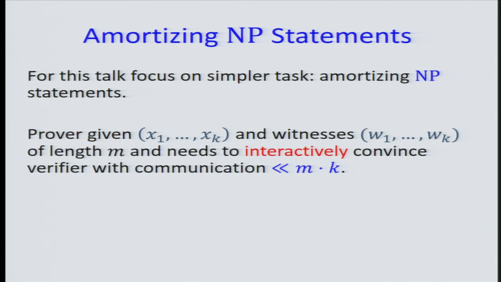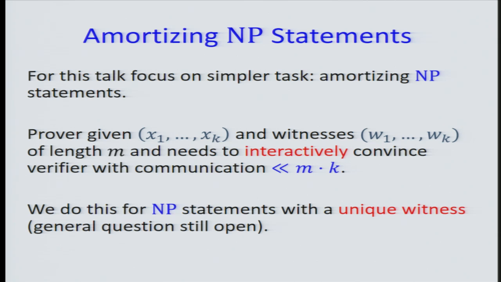So this is the following clean problem. I have a prover who has as input statements x1 up to xk and corresponding witnesses w1 up to wk. Let's say that these witnesses are of length m. And I want to construct an interactive proof to convince the verifier that all of these statements are in the language, with communication that is shorter than just sending all of these k witnesses. I want to do this interactively. So this is amortizing written proofs.